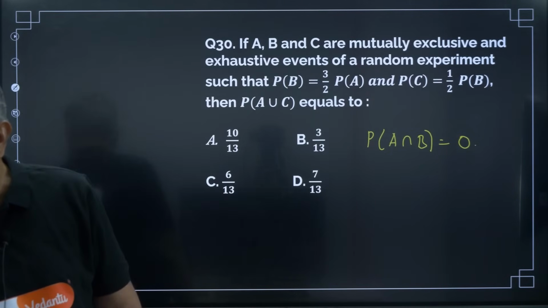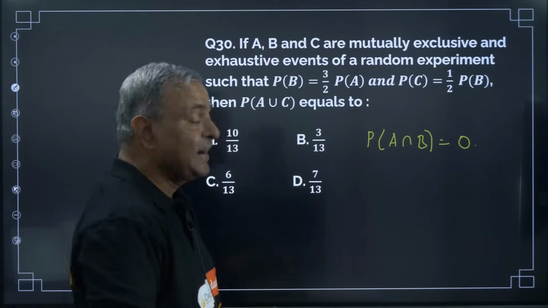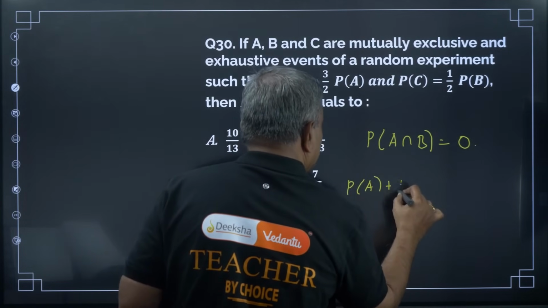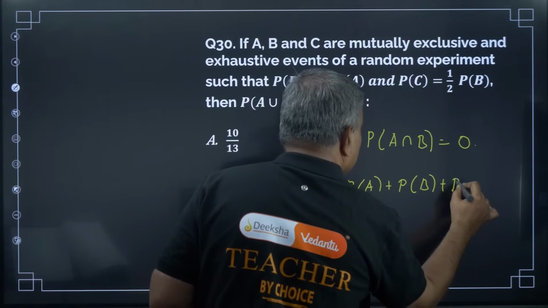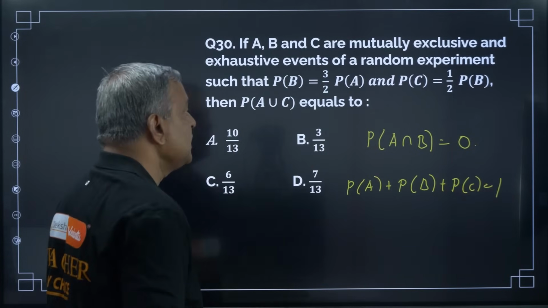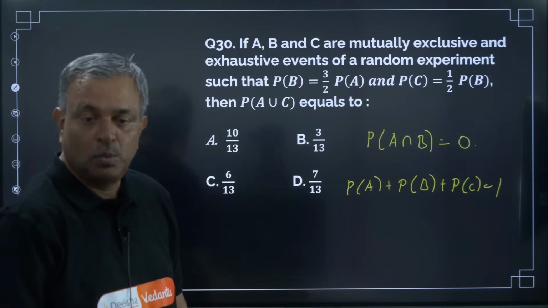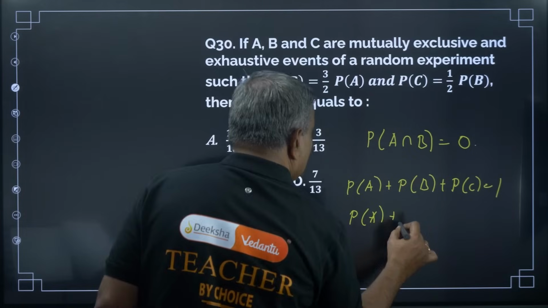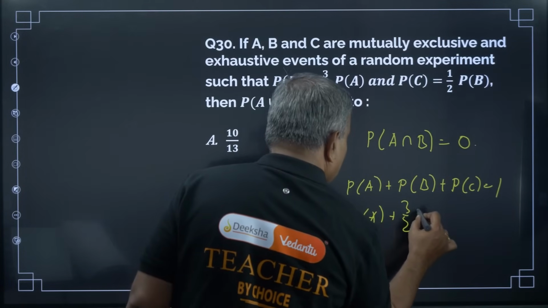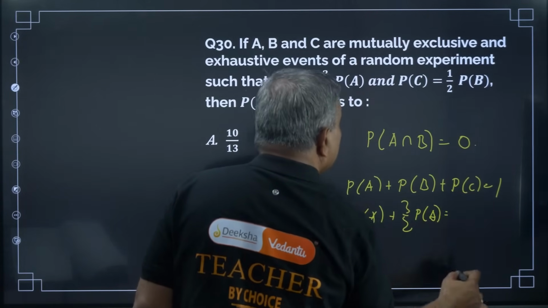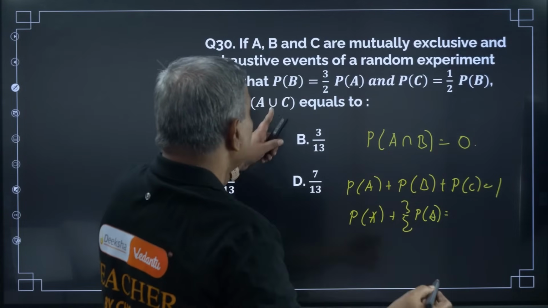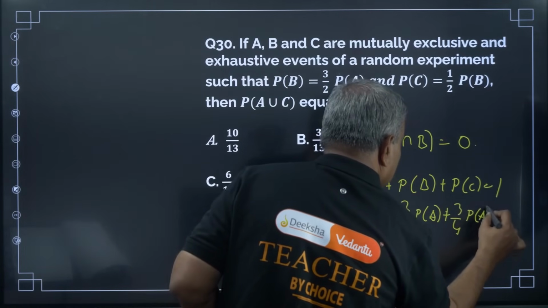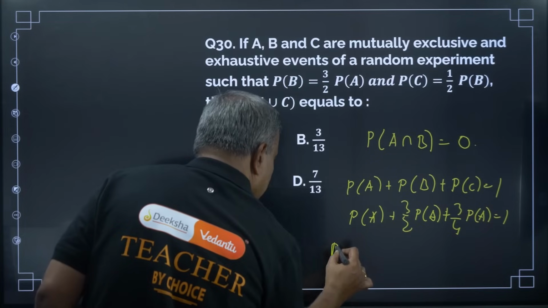Now what happens? We know that P of A plus P of B plus P of C is equal to 1. So P of A, you keep it as P of A only. P of B is 3 by 2 of P of A. P of C is nothing but 1 by 2 of P of B, so that is 3 by 4 of P of A. So P of A plus 3 by 2 of P of A plus 3 by 4 of P of A is equal to 1.